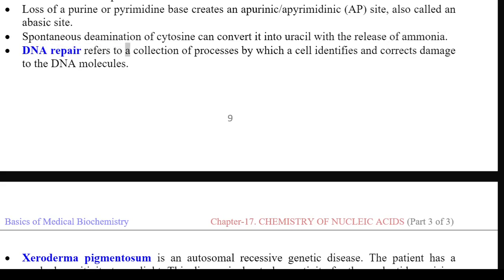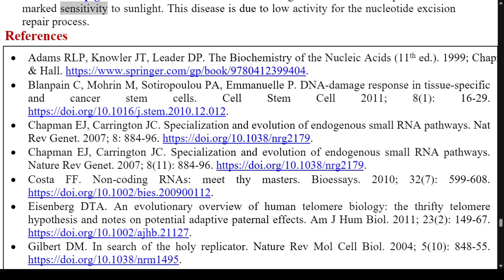DNA repair refers to a collection of processes by which a cell identifies and corrects damage to the DNA molecules. Xeroderma pigmentosum is an autosomal recessive genetic disease. The patient has a marked sensitivity to sunlight. This disease is due to low activity of the nucleotide excision repair process.